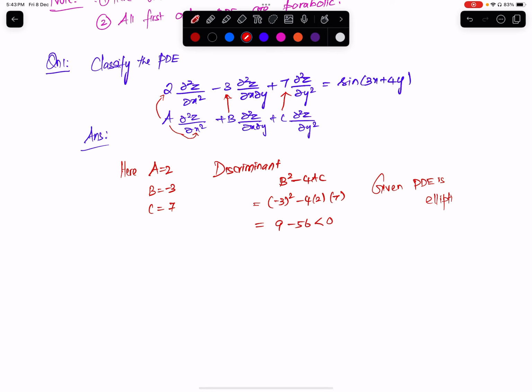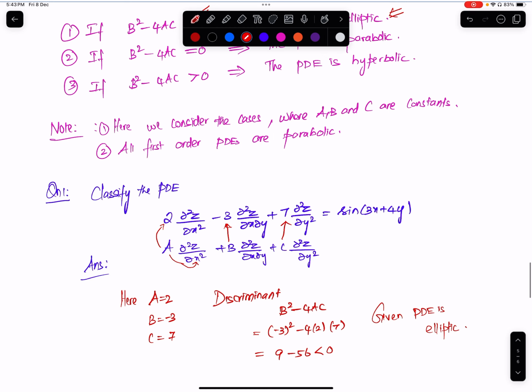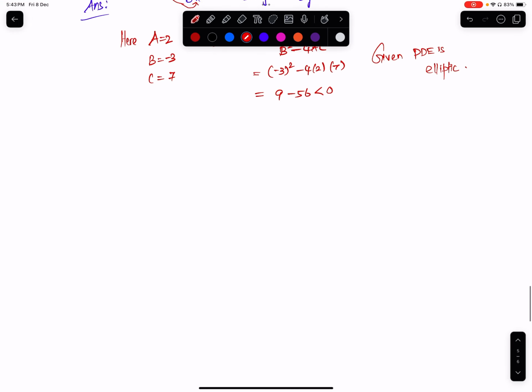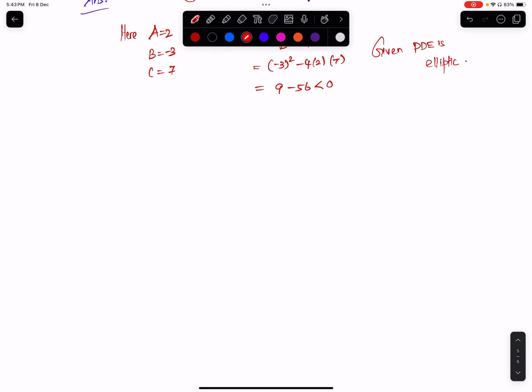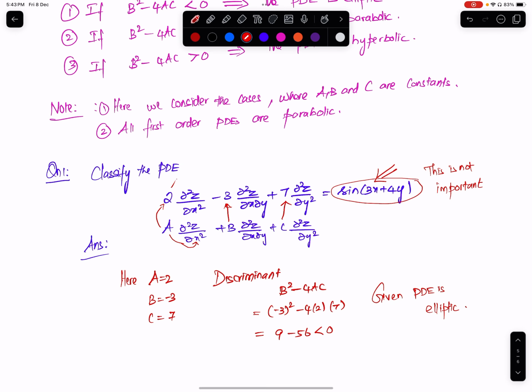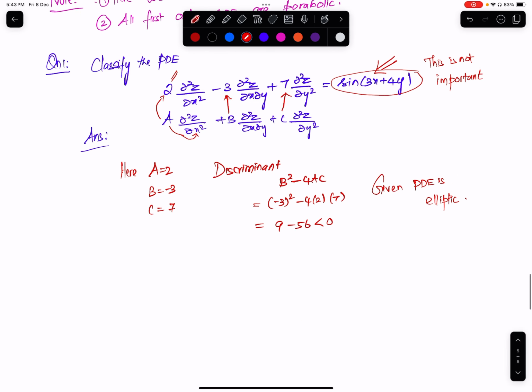Finish. Very simple. And see here, on the right hand side they have given some function. No need to care about it. When they ask you to classify, don't forget this is not at all important. The classification is based on the coefficients of the second order partial derivatives. Don't forget. Okay, so let us go to the second question.